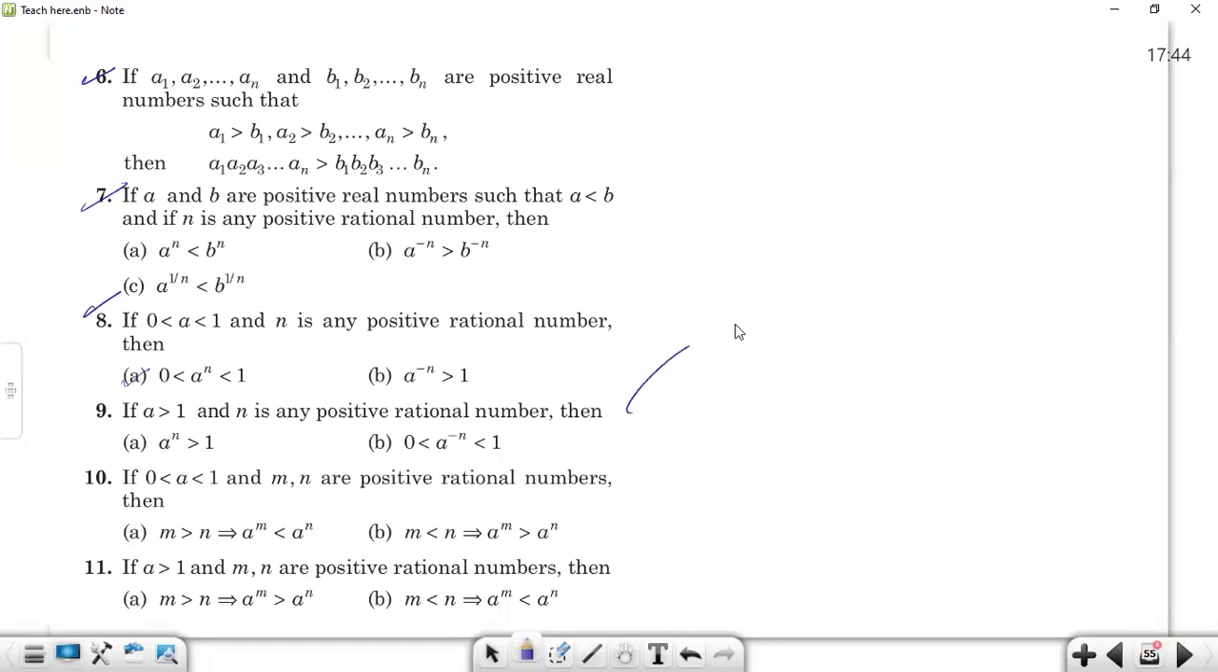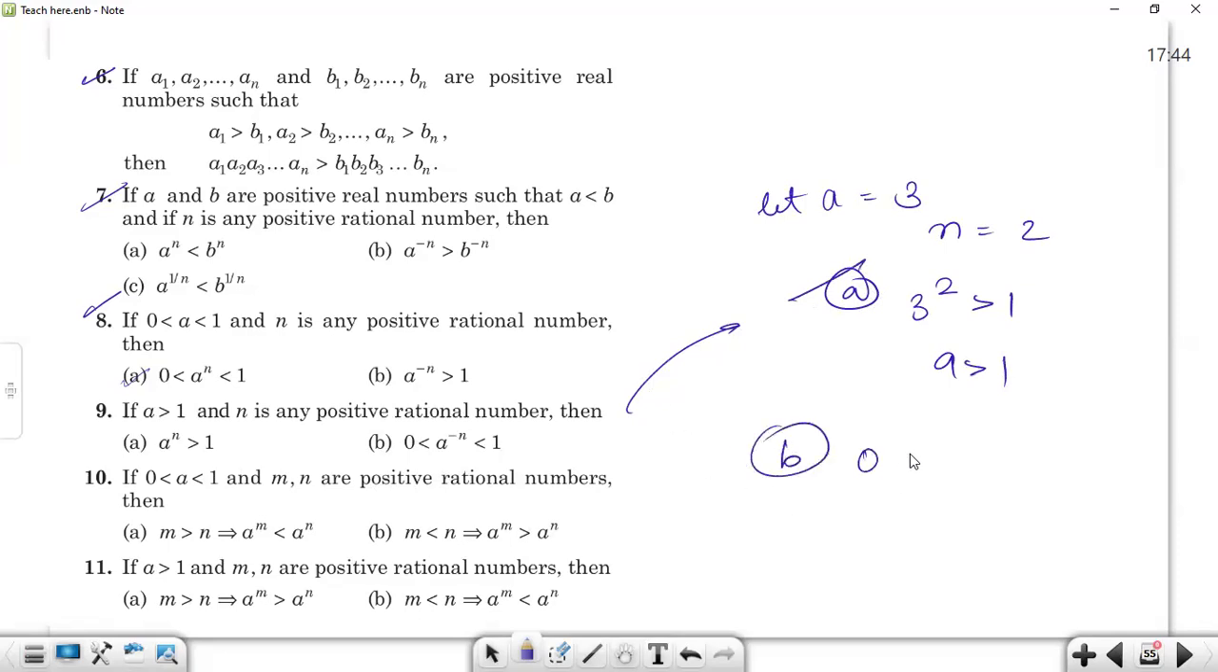Okay, let's take one example. Taking a as greater than 1, let's take a as 3 and n being 2. So in the first condition, a raised to power n, 3 raised to power 2, is going to be greater than 1. Yes, 9 is greater than 1. That's true. B, 0 is less than 3 raised to power minus 2, less than 1. So 0 is less than 1 by 9, less than 1. Yes, 1 by 9 is less than 1. So B is also true, as per our example.